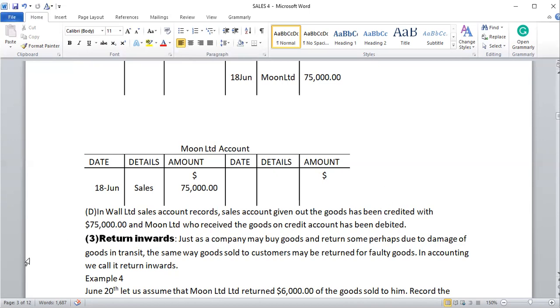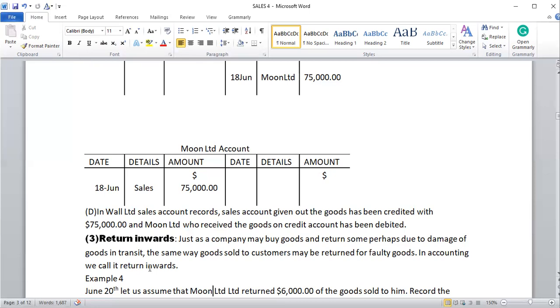So let us go on. Lesson 3. Lesson 3 is return invoice. When we say return invoice, what's the meaning? Just as a company may buy goods and return some perhaps due to damage or goods in transit, the same way goods sold to customers may be returned for being faulty. In accounting, we call it return invoice.